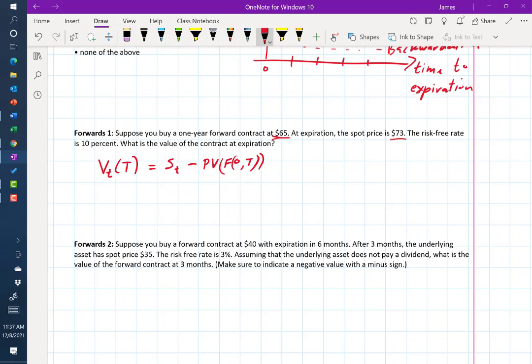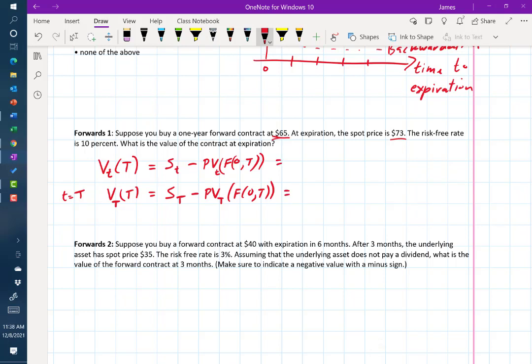What do we have here? Here little t is actually at expiration. Okay, that's actually going to simplify things. And this is the present value at a time little t. So little t is the same as time capital T. So what do I take? I take the final value of the stock price, that was $73, and I subtract off the time t present value of the futures price. Okay, but everything is at time capital T.